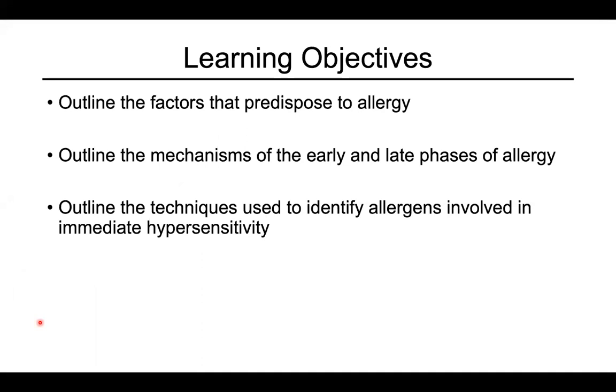So these are the learning objectives. By the end of this lecture, you should be able to outline the factors that predispose to allergy. And then you should be able to outline the mechanisms of early and late phases of allergy. And you should be able to outline the techniques used to identify allergens involved in immediate hypersensitivity. As you'll see, this is basically just the applied or the clinical aspects of the immediate hypersensitivity or type 1 hypersensitivity reactions.